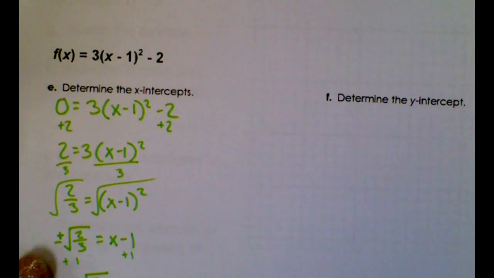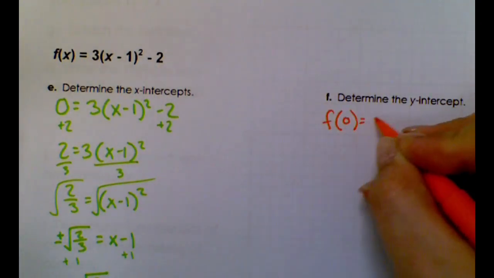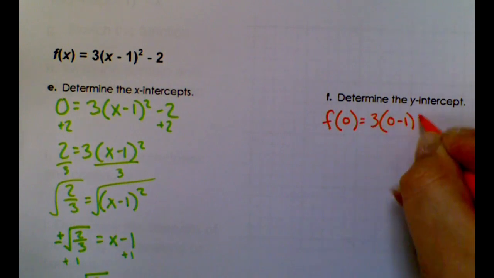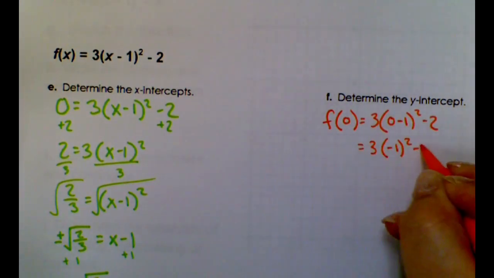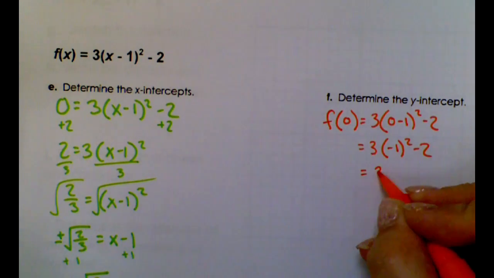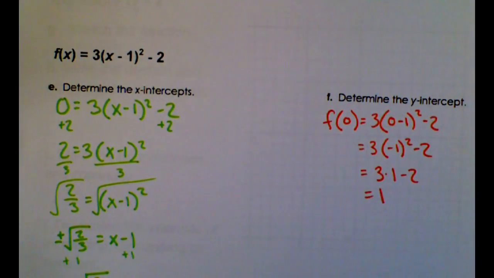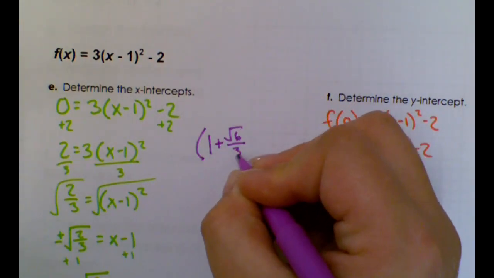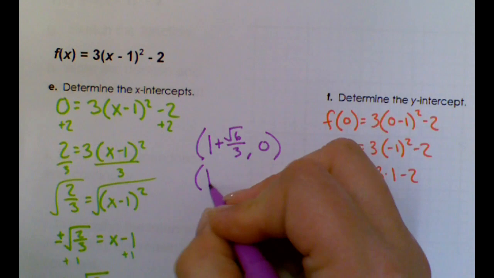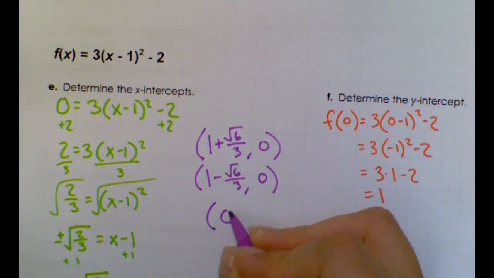And then for our y-intercept just means x is 0. So f of 0, 3 times 0 minus 1 squared minus 2. That's 3 times negative 1 squared minus 2. That's 3 times 1 minus 2. That's 1. And I apologize. We should have written all of these as points. So our x-intercepts are (1 plus the square root of 6 over 3, 0) and (1 minus the square root of 6 over 3, 0). Our y-intercept is (0, 1).